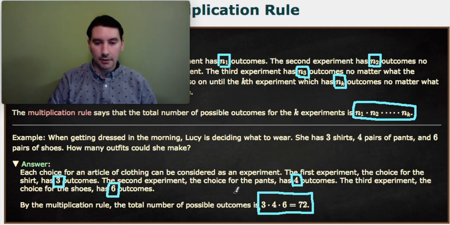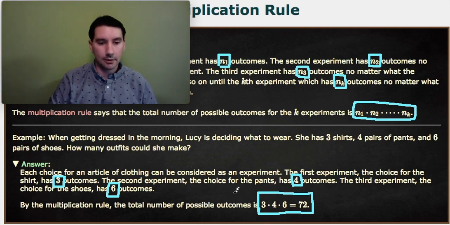Now, this doesn't take into account that maybe one shirt doesn't go with a pair of pants, so if you choose that shirt, it would change the number of pairs of pants that you would choose for the second experiment. If that was the case, then we cannot use the multiplication rule because the number is changing in the second experiment. The multiplication rule only applies whenever the outcome of one experiment does not affect the number of outcomes of the other experiments. That's the key thing to keep in mind.